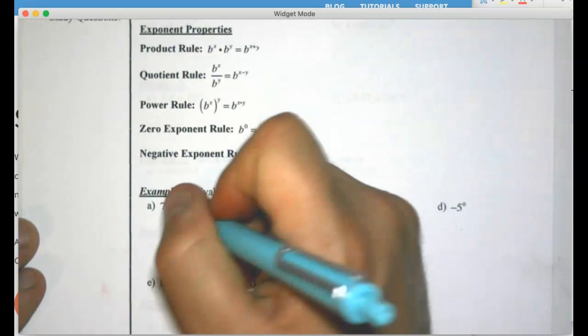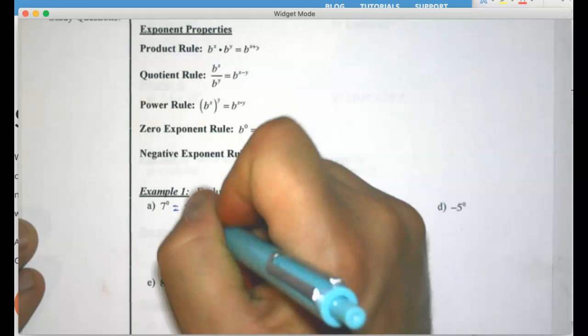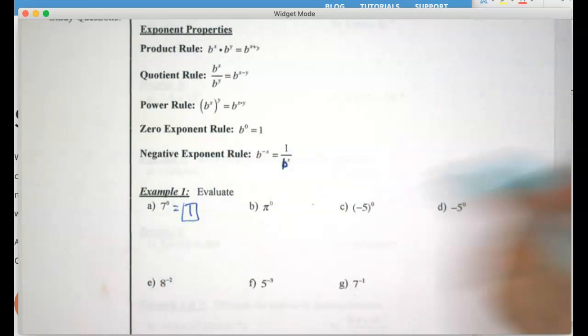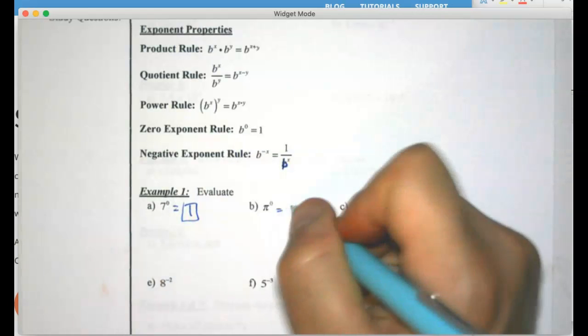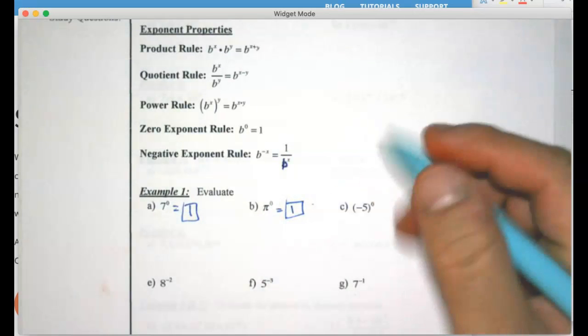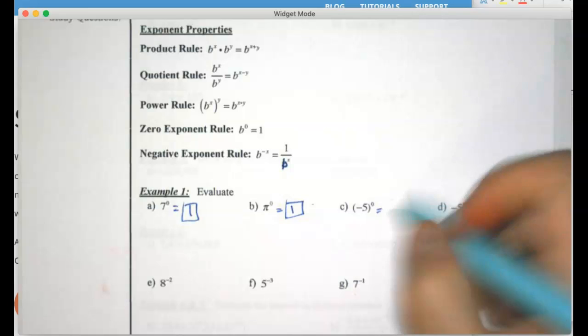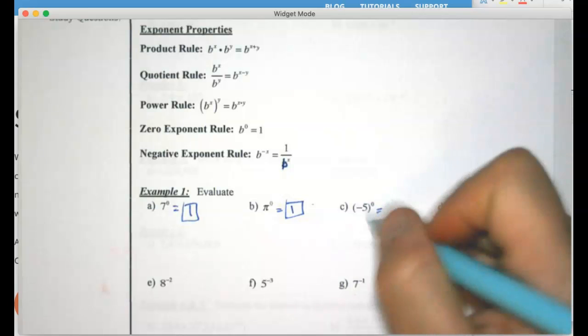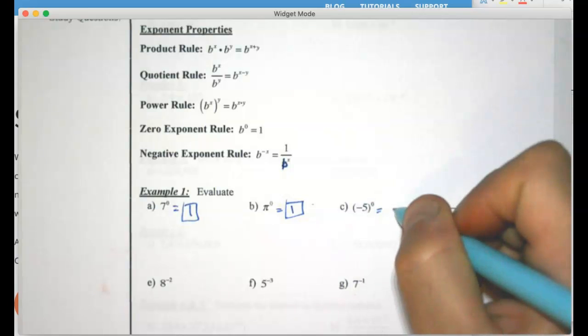Anything to the 0 power equals 1, so 7 to the 0 power equals 1. Right here, pi to the 0 power, that's still 1, even though we don't even know where pi ends. Once we raise it to the 0 power, it's 1. Here, I have negative 5, the whole negative 5 being raised to the 0 power, so that's 1.